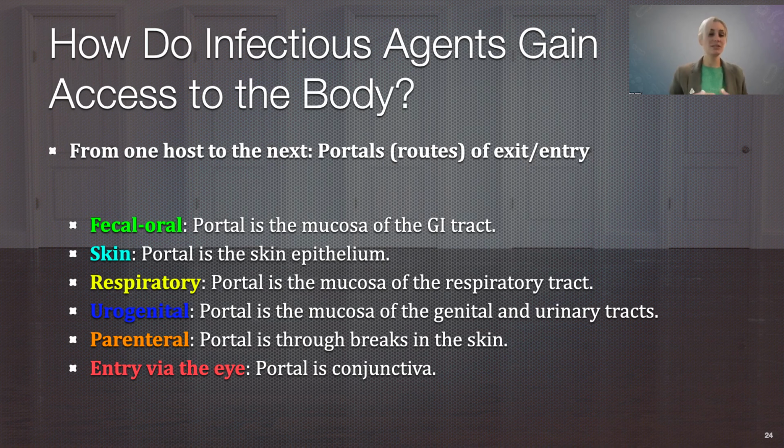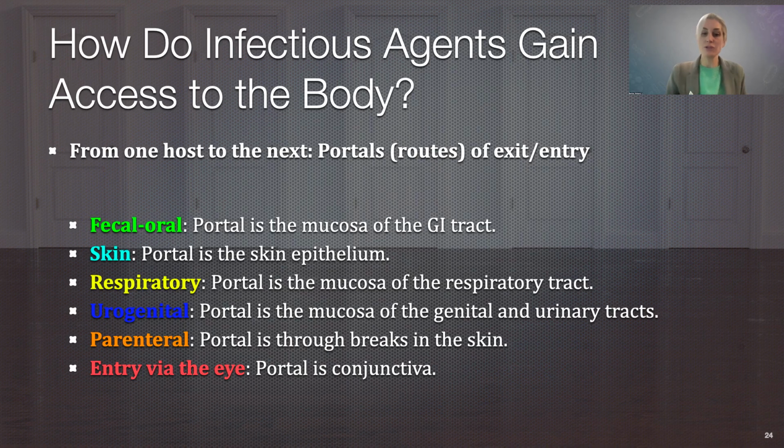So microorganisms that cause urinary tract infections adhere to the mucosa, to the inner lining of the urethra, and they can stick there and start replicating and cause a urinary tract infection. Looking at the peritoneal portal, this would be breaks in the skin again into the peritoneal area. So that would be filling up an area with bacteria.